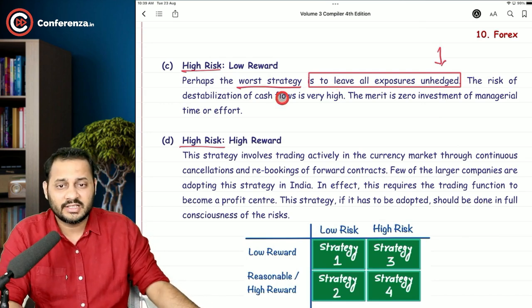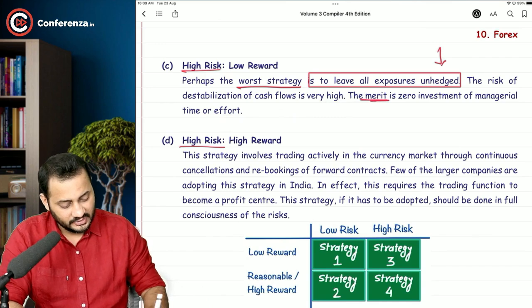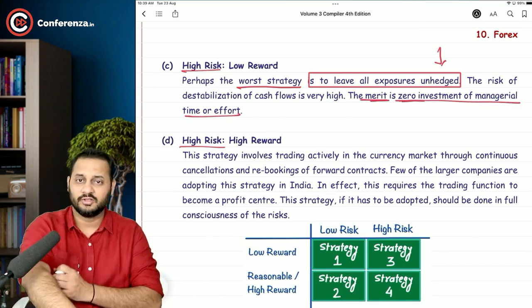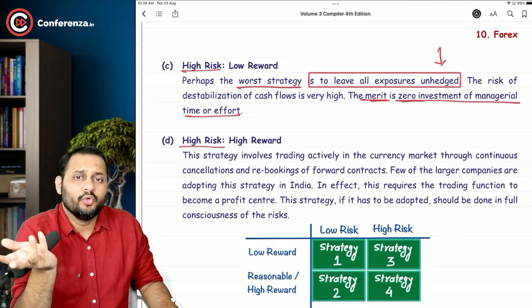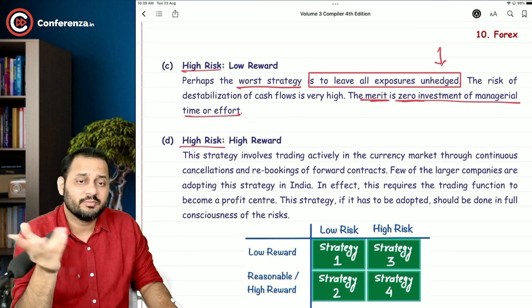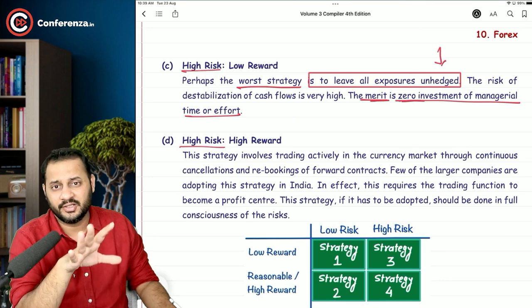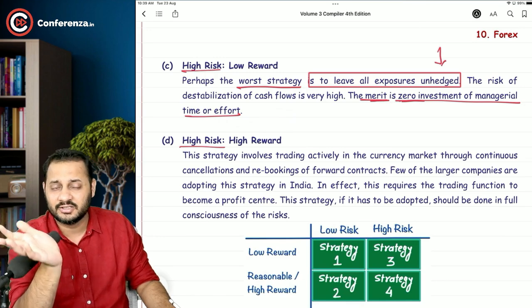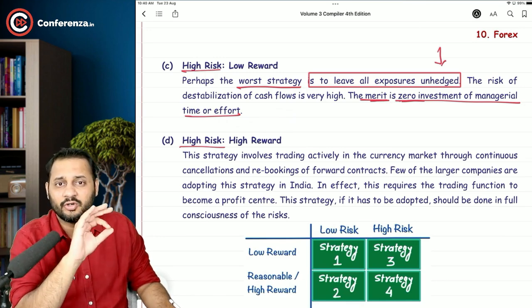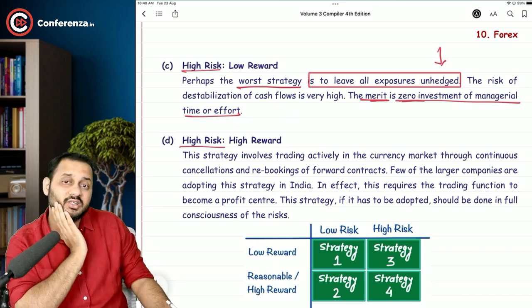The risk of destabilization of cash flows is very high. The merit is zero investment of managerial time or effort. See, the good part about this strategy is only one thing. You have decided to ignore all the foreign currency transactions. That means there is no time and investment involved for the management in this. They don't have to look at hedging. They don't have to look at whether the foreign currency transactions are resulting in profit or loss. So they are not giving any time and effort. They can save the time and effort in this case, but still it is the worst.